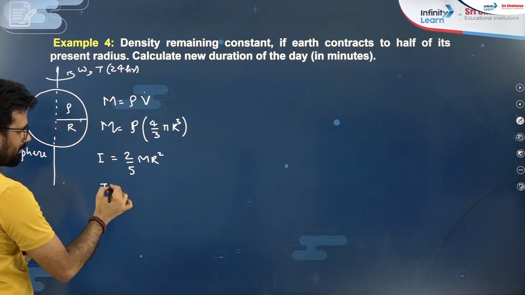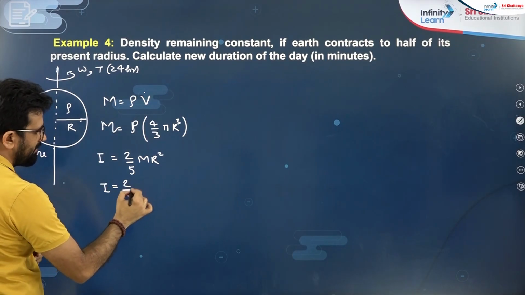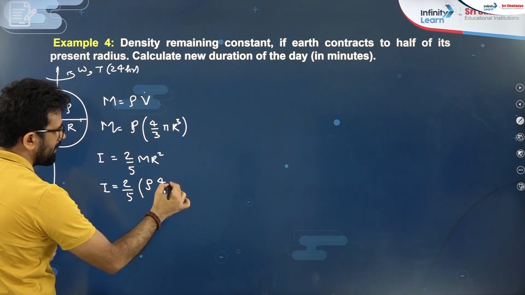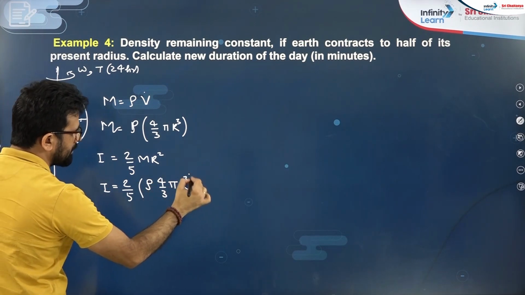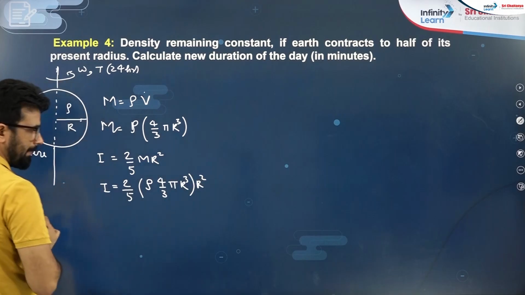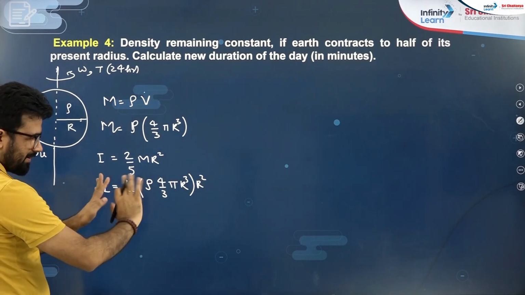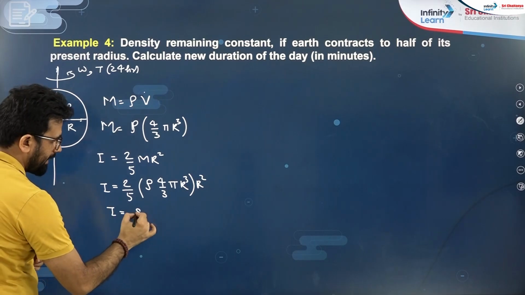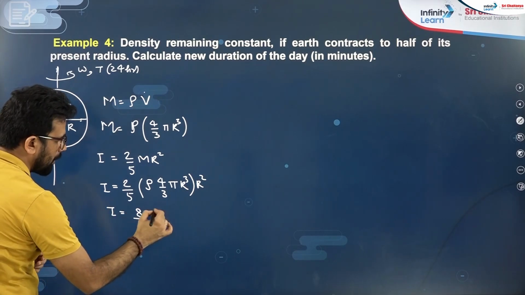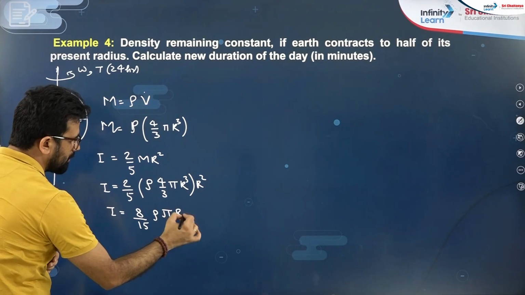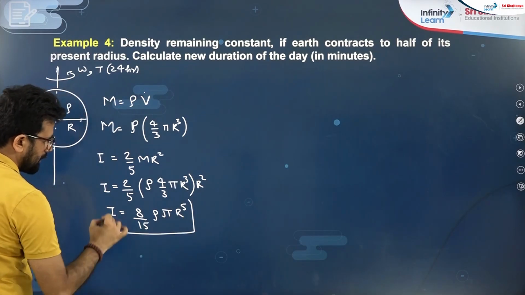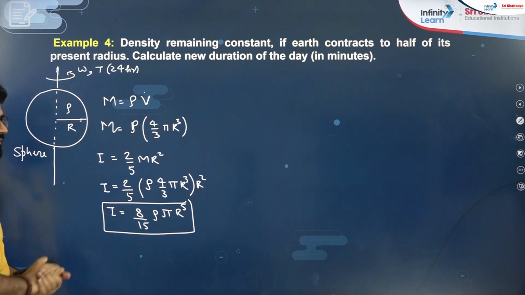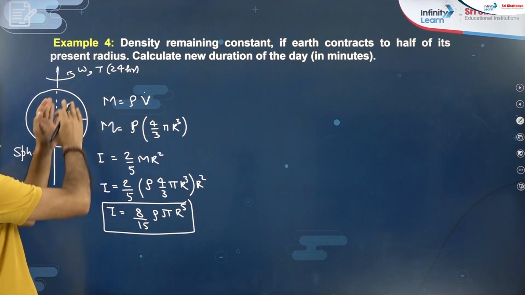So I can write this very simply: 2 by 5, and what is the mass? Mass is equal to density into 4 by 3 into pi r cube, multiplied by r square. Rearranging the terms, you will understand that I is equal to 8 by 15 rho into pi into r to the power 5. That's the very basic thing, the first thing we have to understand, and it was rotating with omega.